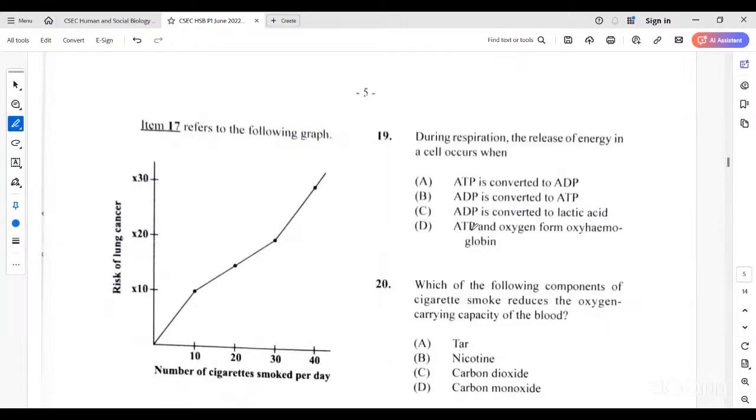And what do I mean by that? ATP stands for adenosine triphosphate. ADP stands for adenosine diphosphate. So the first one, tri, is 3, and di is 2. So you decrease. Yeah? So the release of energy is when you decrease. So 19 is A. ATP is converted to ADP.